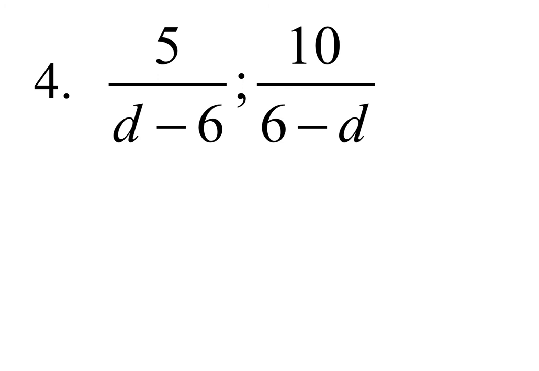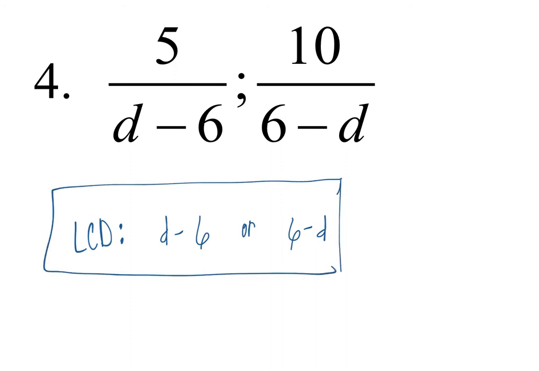When we are looking at number 4, d minus 6 and 6 minus d, if you'll notice, they're opposites. You could factor a -1 out from one of them, and what you would be left with inside is going to be the same as the other. They're exact opposites. The d is positive here, it's negative there. The 6 is negative here, the 6 is positive here. So that means your LCD basically could be either one. It could be d minus 6 or 6 minus d, again, because they're opposites.